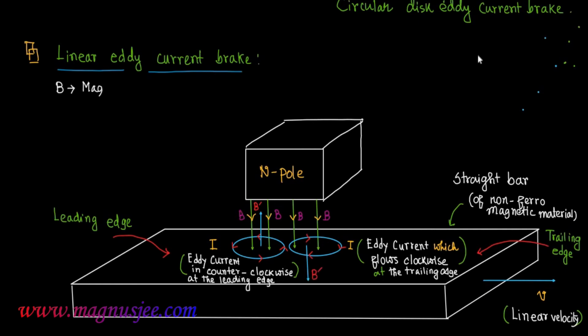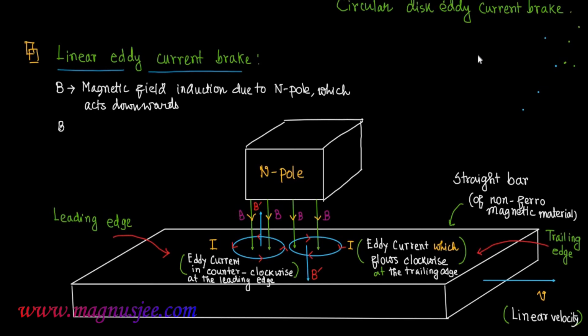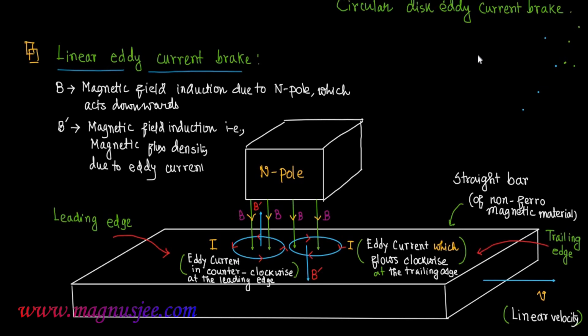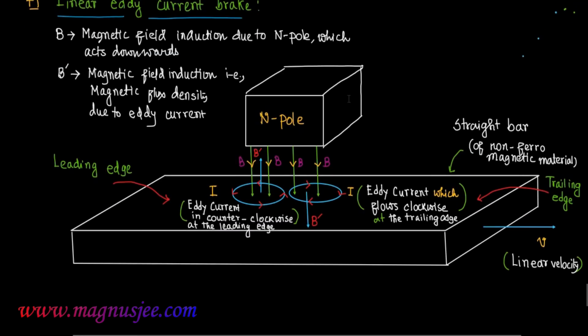Similarly, the magnetic field B prime will be acting downwards, produced due to eddy current flowing in clockwise direction. Here B is the magnetic field induction due to the north pole which acts downwards through the straight bar, and B prime is the magnetic field induction, that is the magnetic flux density, due to eddy current flowing counterclockwise or clockwise in the straight bar.